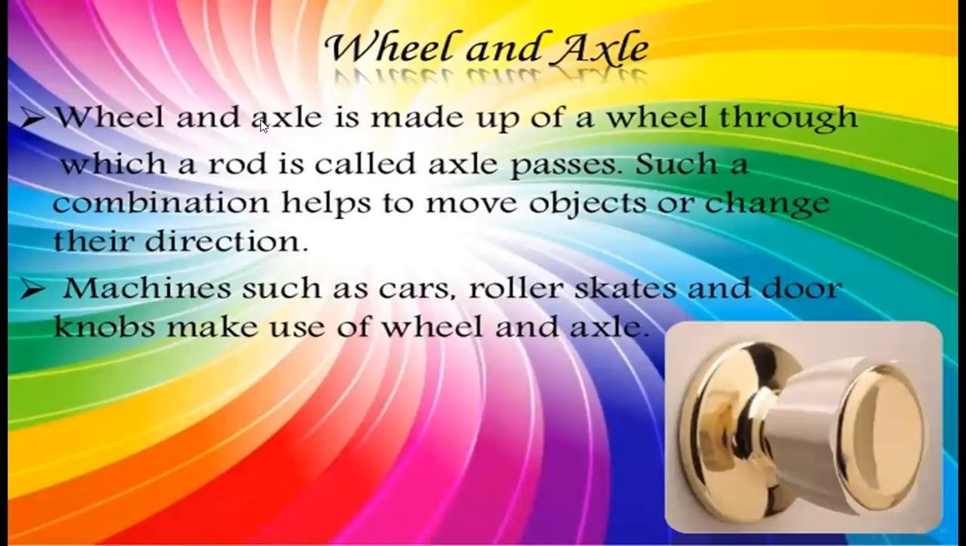Again, we repeat, a wheel and axle is made up of a wheel through which a rod, called the axle, passes. Such a combination helps to move objects or change their direction. Machines such as cars, roller skates, and doorknobs make use of wheel and axle. See here, that one is also an example of wheel and axle. This is also called a simple machine, wheel and axle.